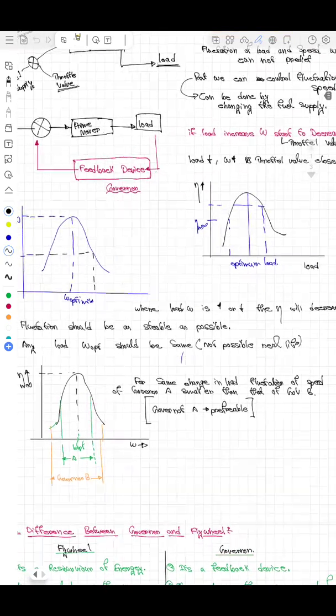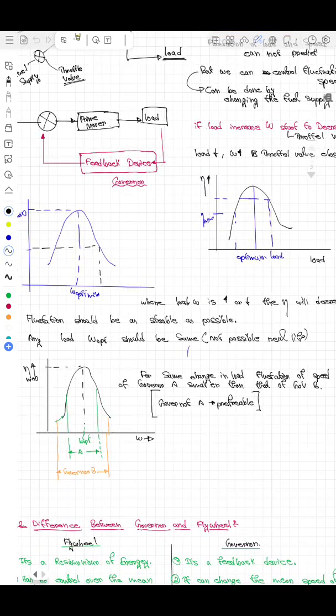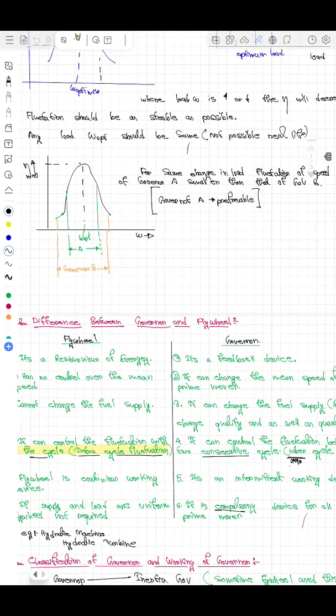For the same change in the load, for governor A the fluctuation is less, but for B the fluctuation is more. That is the reason governor A will always be preferred over governor B. Simple point, getting it? Then the flywheel is a reservoir of energy, it is a simple thing, while the governor is a feedback device, and it is also a simple thing.